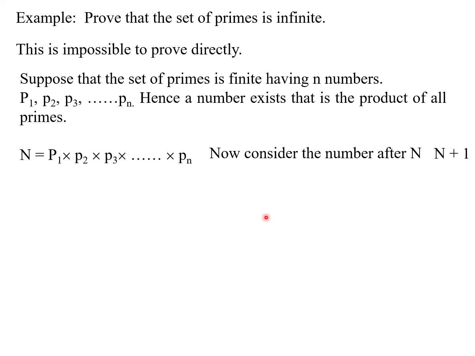Next, now you have to consider the number after n. The number after n is obviously n plus 1. It means like the 5th term, and then the 6th term will be 5 plus 1. That's what it means. So the product of the prime numbers plus 1 will be P1, P2, P3, and so on up to Pn, and always there'll be a plus 1 at the end.